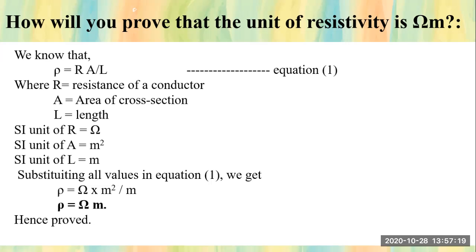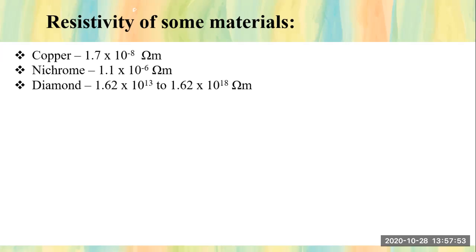Now substituting all these SI units in equation 1, rho equals Ohm into meter square upon meter. So meter gets cancelled with meter. What remains? Rho equals Ohm into meter, right? So hence we have proved. Very easy, right? The SI unit of resistivity is Ohm meter. Hence we have proved.